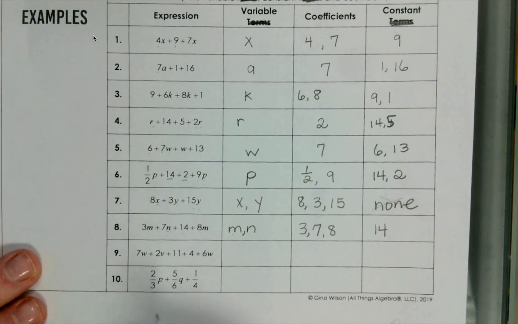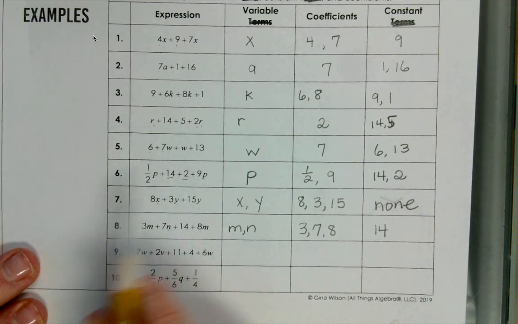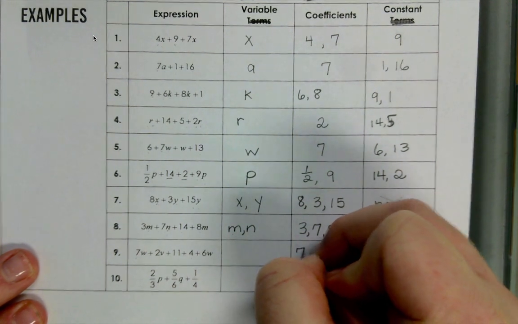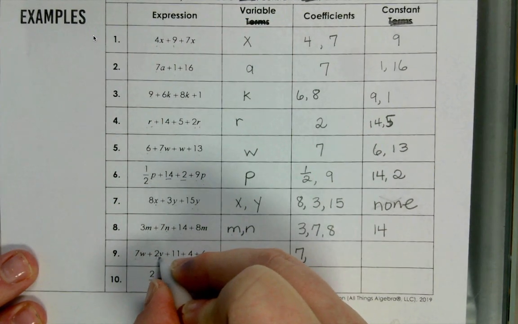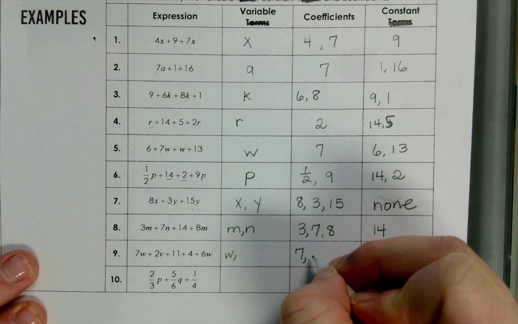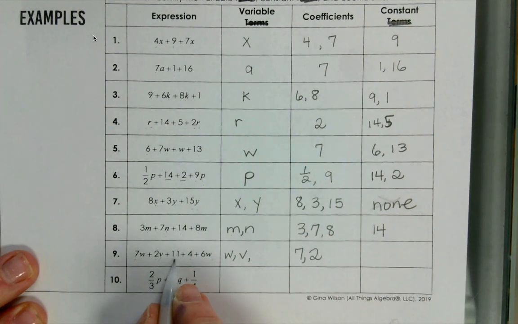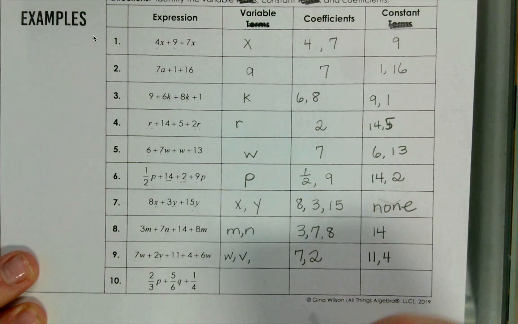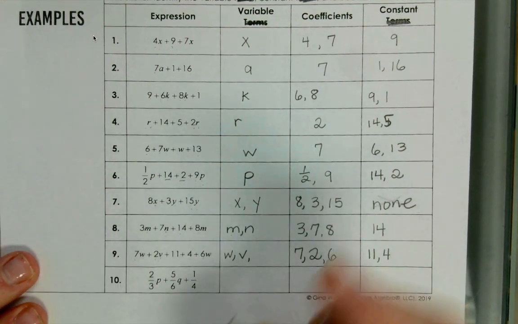Okay. 7w plus 2v plus 11 plus 4 plus 6w. We've got a lot going on. 7 attached to my w is a coefficient. My w is a variable. 2v, my 2 attached to my variable v is a coefficient. My v is a variable. My 11 and 4, those integers are all alone. They are constants. 6w, 6 is my coefficient. And w is already there, so we don't have to write that one again. Okay.